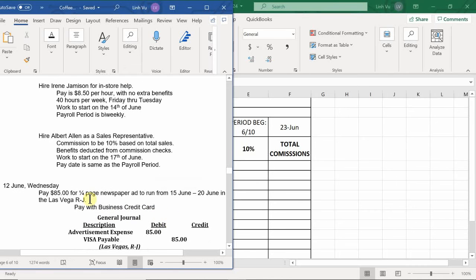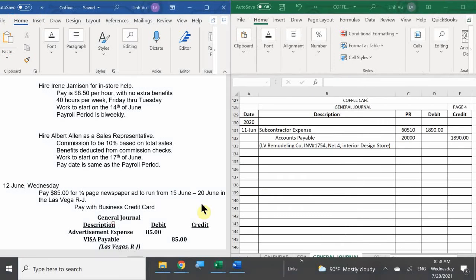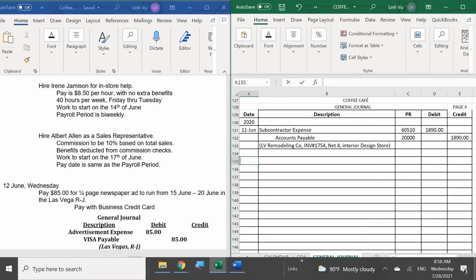Now, let's think about this. First off, what did we buy? Advertisement. We bought some advertisements. So, in this case, let's take a look at my chart of accounts. Do I have anything that's in regards to advertisements?